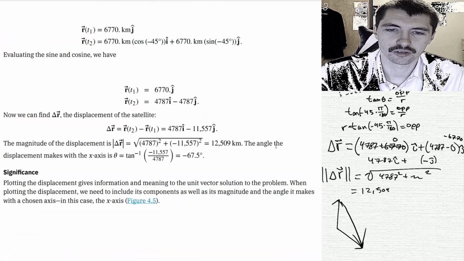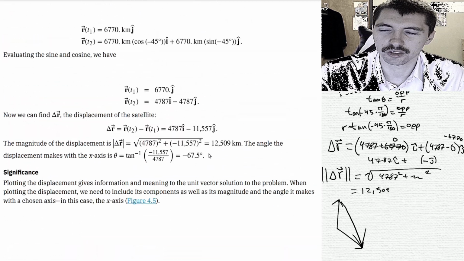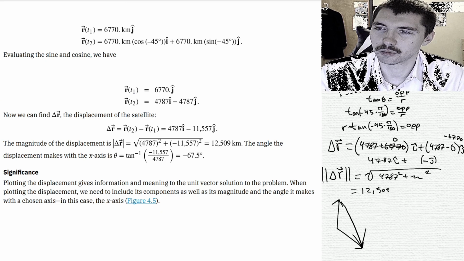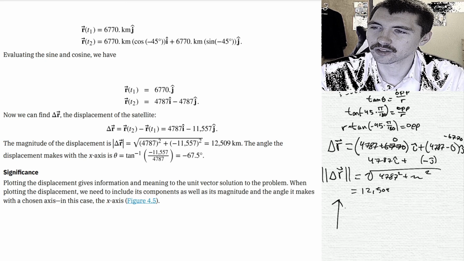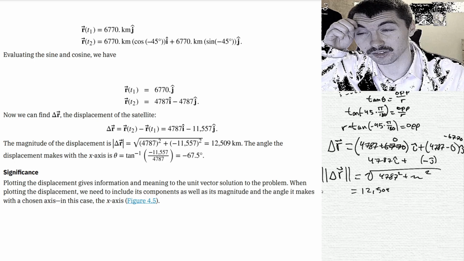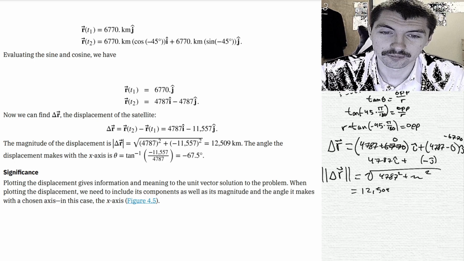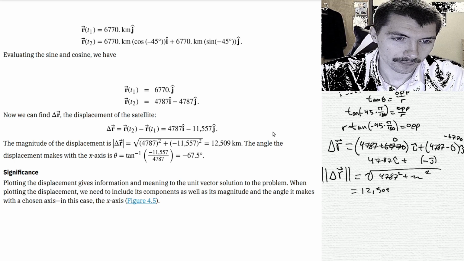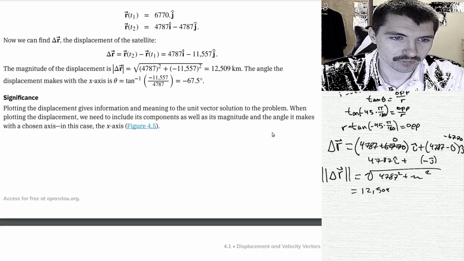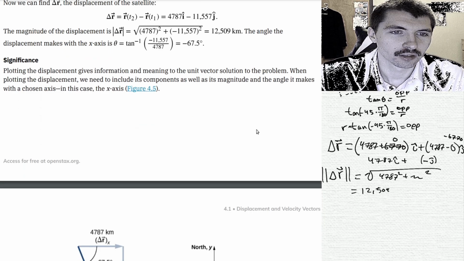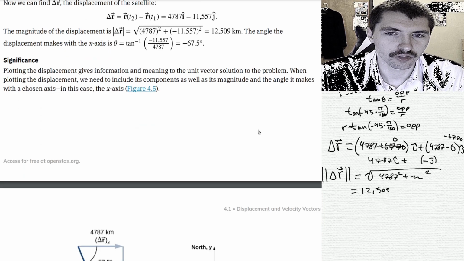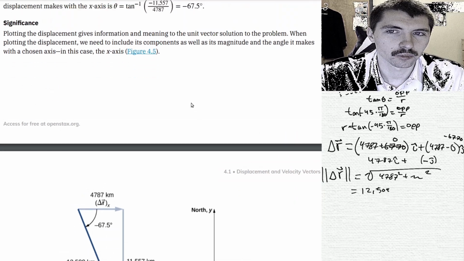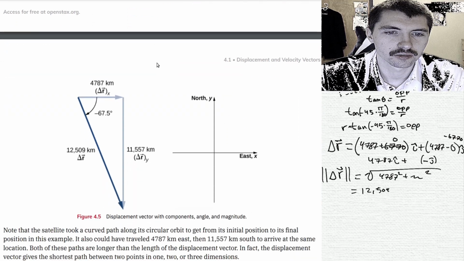But I'm not sure why they want to plot this. Negative 67 doesn't make sense if I graph it that way. All right. Plotting the displacement information here. When plotting, okay.